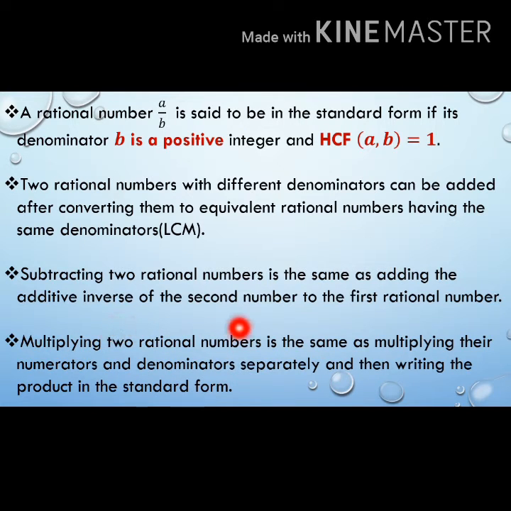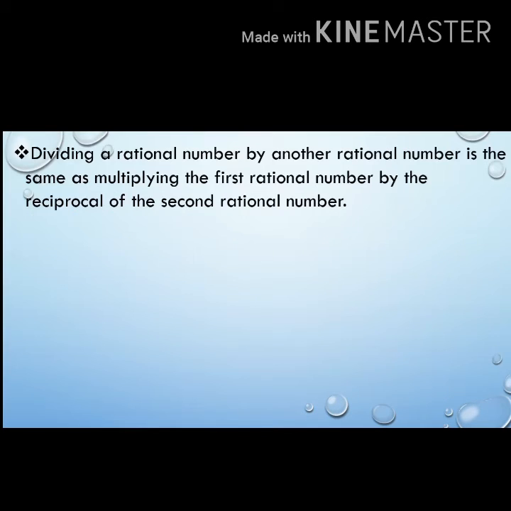Multiplying two rational numbers is the same as multiplying their numerators and denominators separately and then writing the product in the standard form. Dividing a rational number by another rational number is the same as multiplying the first rational number by the reciprocal of the second rational number.